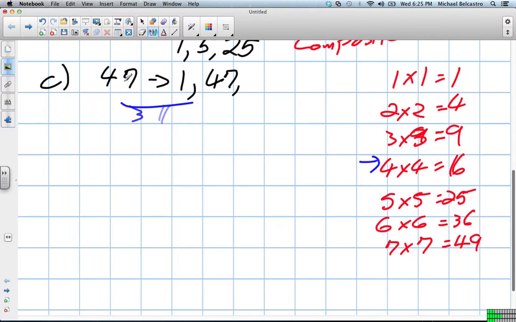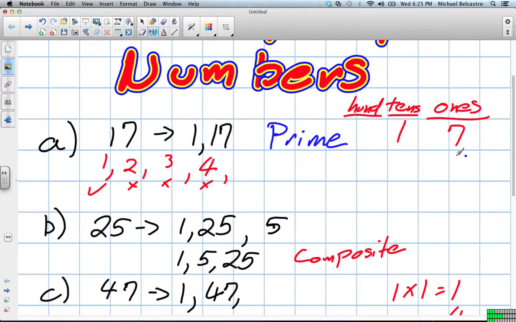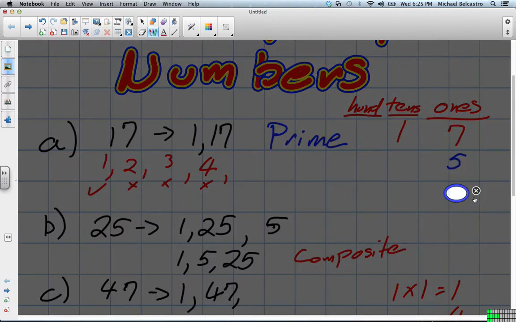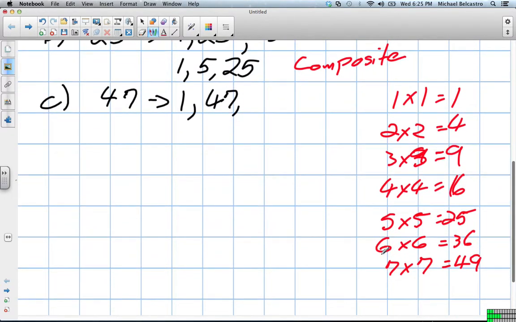4. We've got to just test. So we divide. 4 goes into 4 once. Bring down the 7, this becomes a 0. Does 4 go into 7 evenly? No. So 4 didn't go in. Does 5 go in? No. How do you know if 5 goes into a number? If the ones column is a 0 or 5. That's how we know.